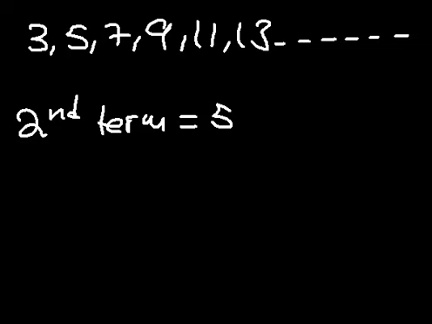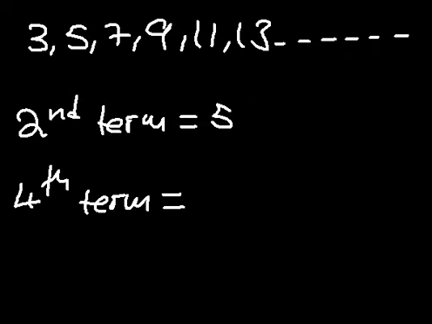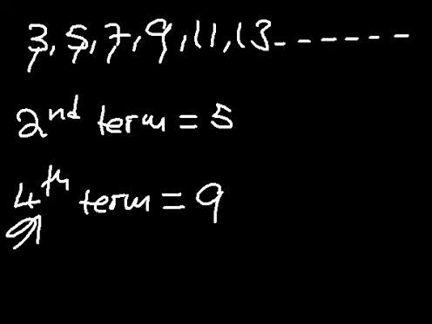Now how about, let's say, the fourth term? The fourth term is the value on position 4 in this AP series. So what is the value on position 4? We have 1, 2, 3, 4, which is 9. So for us to reach where the 9 is, we have to count 4 terms, which means in that series we have 4 terms to reach 9.